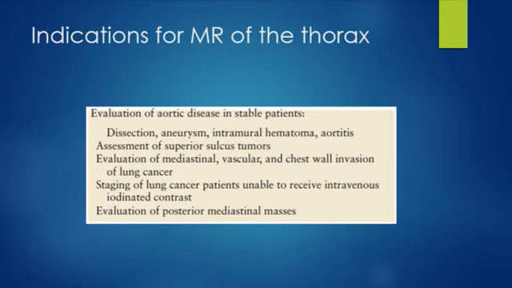Indications for MR of the thorax are evaluation of aortic disease, dissection, aneurysm, intramural hematoma, or aortitis. Assessment of superior sulcus tumor, evaluation of mediastinal, vascular and chest wall invasion of lung cancer, staging of lung cancer in patients unable to receive intravenous iodinated contrast, and evaluation of posterior mediastinal masses.